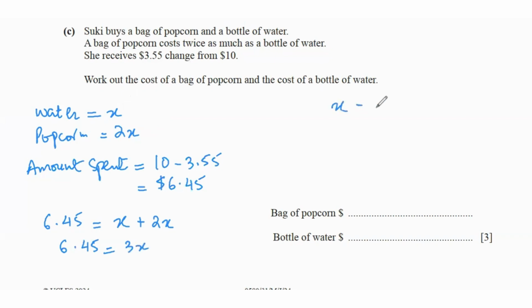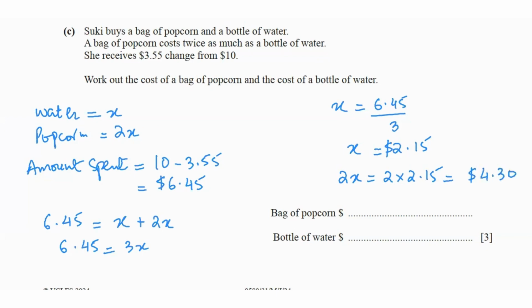So X is going to be 6.45 divided by 3. And that is going to give us $2.15 for the cost of water. And then for the popcorn, it's twice of 2.15. And that's basically equal to $4.30. So popcorn is 4.30 and water is 2.15.